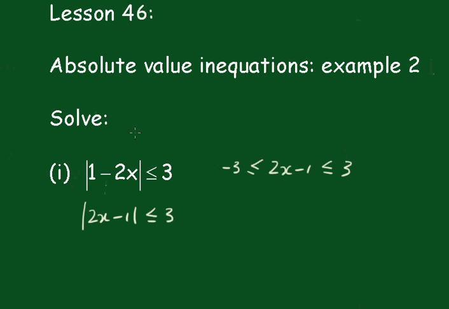Now what I'll do, I'll add 1 throughout. Add 1, add 1, add 1. And that gives me -2, that's 2x, and that's 4. And then we'll divide throughout by 2. And we get our final result that x must lie between -1 and 2.